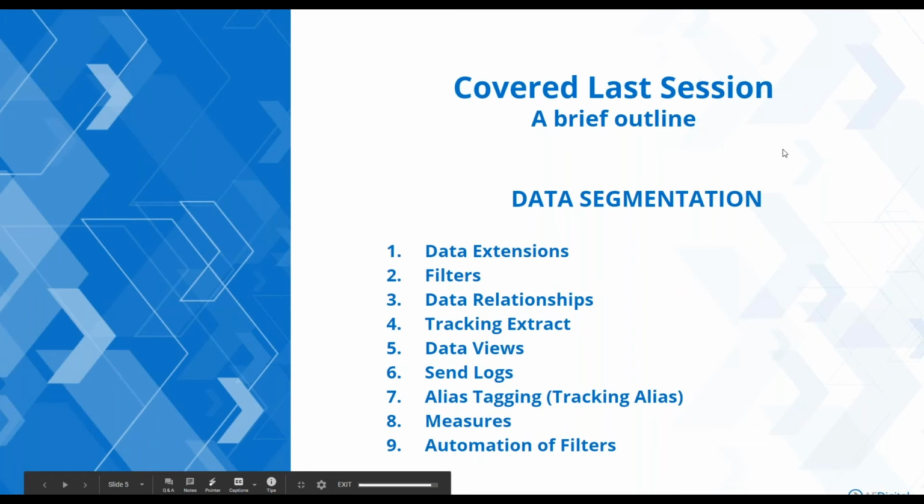All right. Just to recap what we covered last session, we talked about data segmentation. We discussed the different types of data extensions, how to create filters, and data relationships, how to relate two data extensions so that they have a relationship to one another. Tracking extracts, how to do a tracking extract and get them on your SFTP. Data views, showing the different types of data views.